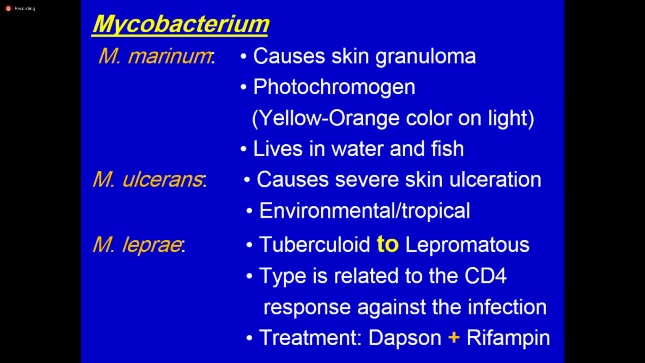So if I ask you, what's the meaning of photochromogene? Meaning of it, the growth of this microorganism becomes yellow-orange in color when exposed to light. These mycobacteria live in water and in fish, so can be transmitted to human beings via these routes.